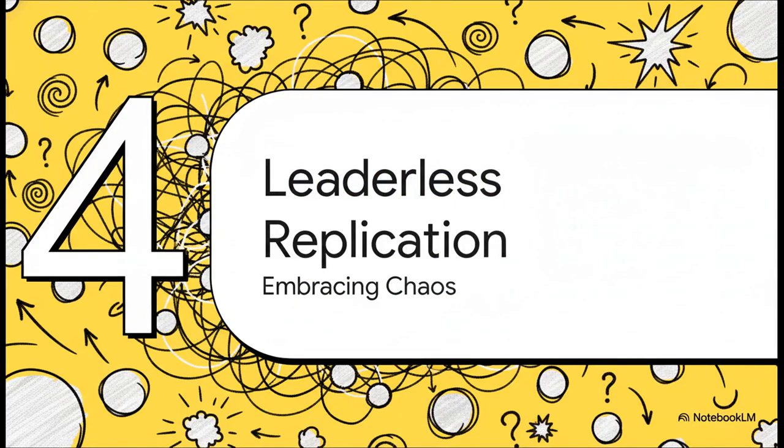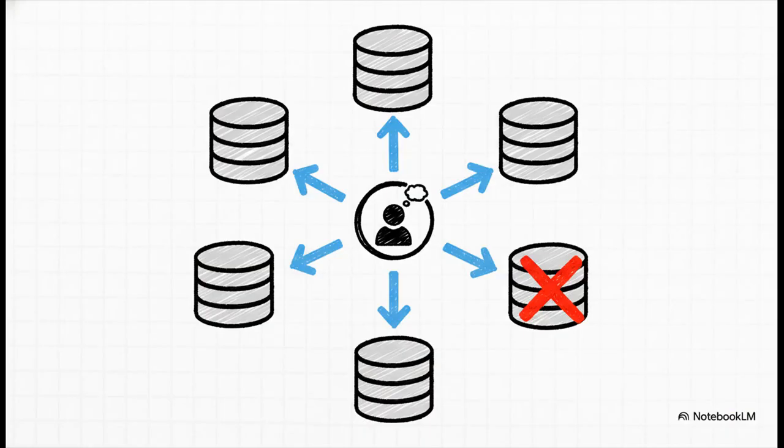So, faced with all these complicated failovers and messy conflict resolution problems, some designers took a really radical turn. They just got rid of the leader altogether. And this approach is called, you guessed it, leaderless replication. This was pioneered by systems like Amazon's Dynamo, and the idea is that a client can send its write request to several replicas at the same time. Any replica can accept a write.